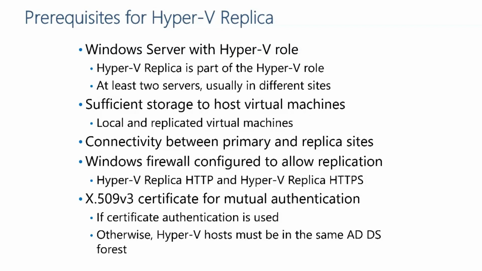So mutual authentication is where I prove who I am to you, you prove who you are to me, and then once we're happy with that, then we can do the exchange. So it uses that certificate for mutual authentication if certificate authentication is used. Otherwise, the Hyper-V hosts must be in the same Active Directory domain, then there's a trust.